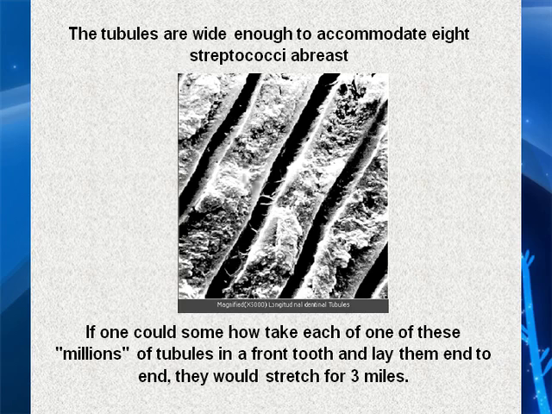This is a cross-section of those dental tubules. If you could somehow take each one of these millions of tubules in a front tooth and lay them end to end, they would stretch for 3 miles. Realize that these tubules are wide enough to accommodate up to 8 streptococci abreast.